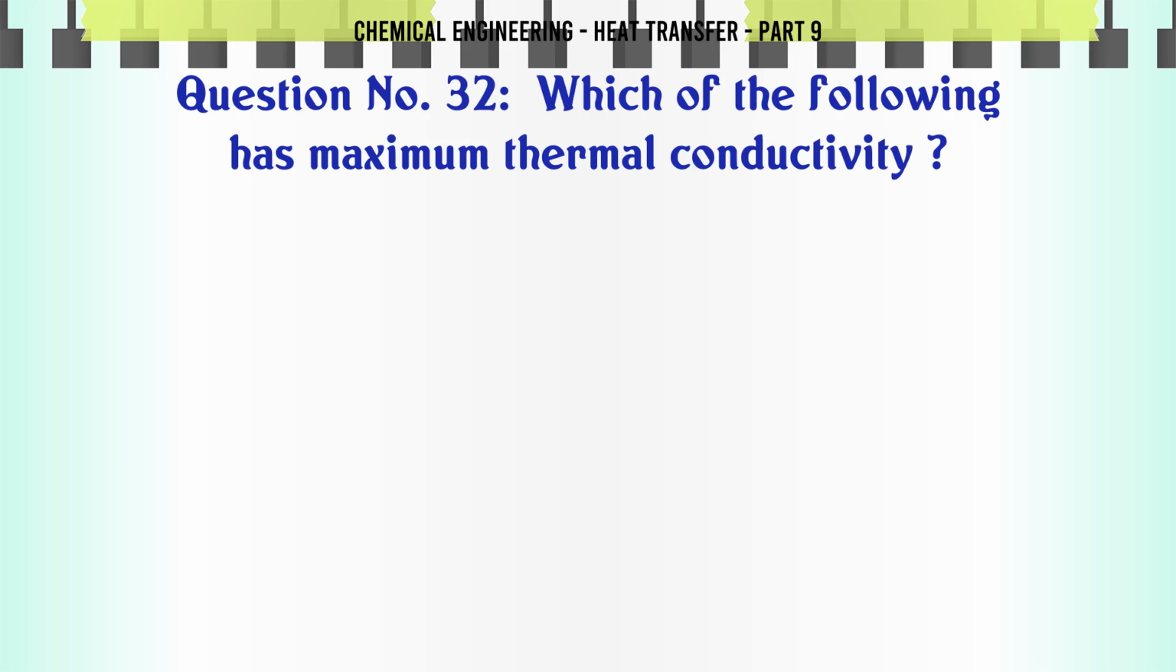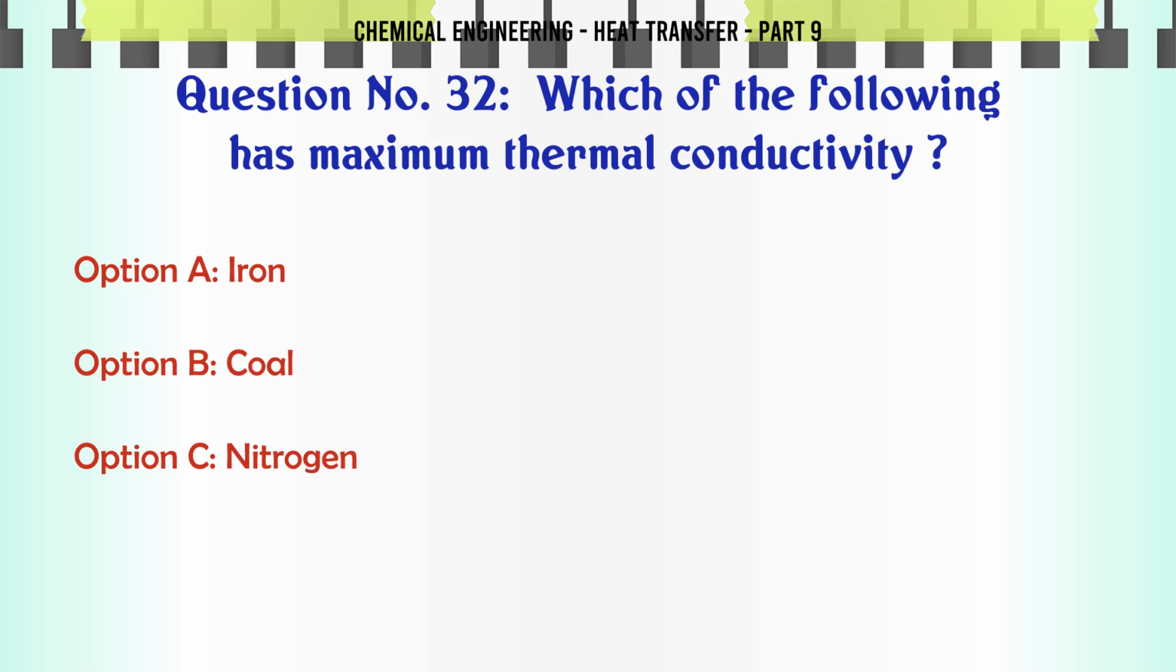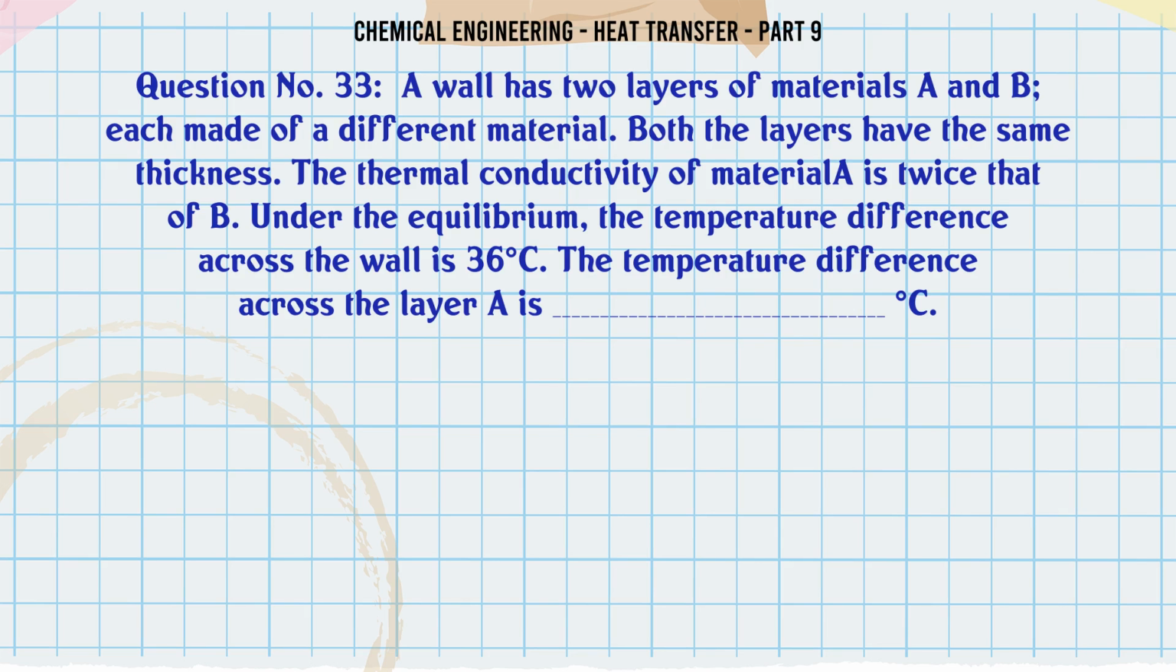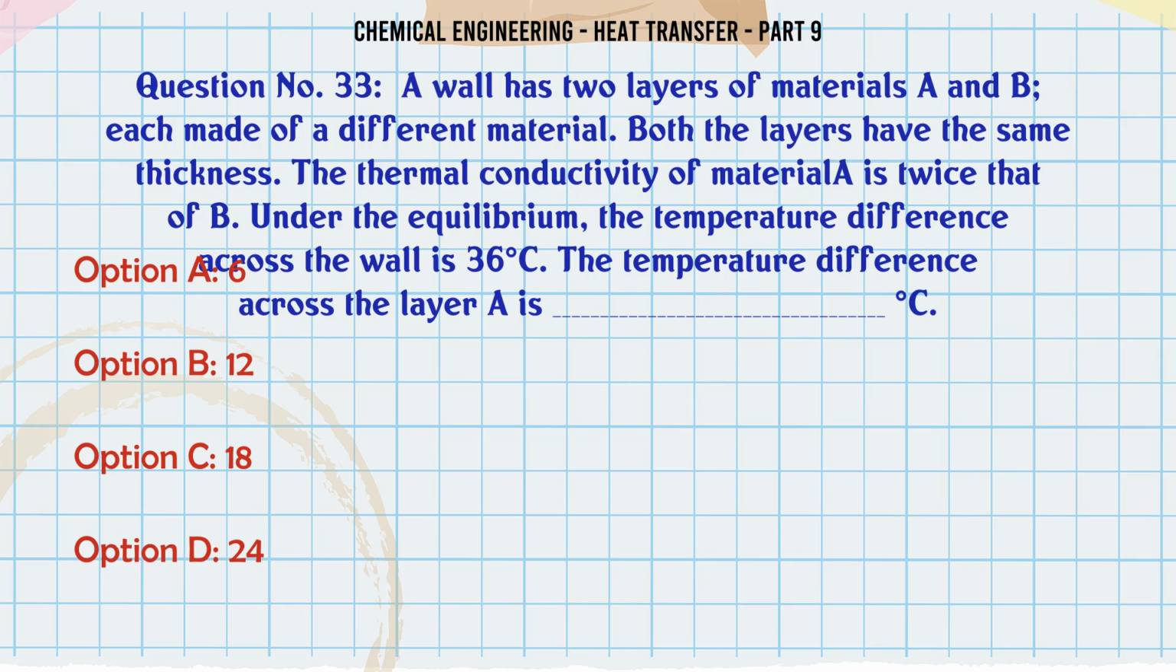Which of the following has maximum thermal conductivity? A. Iron. B. Coal. C. Nitrogen. D. Tar. The correct answer is iron. A wall has two layers of materials A and B, each made of a different material. Both the layers have the same thickness.